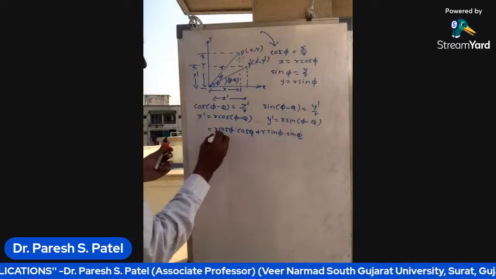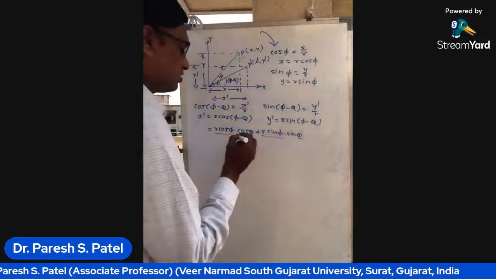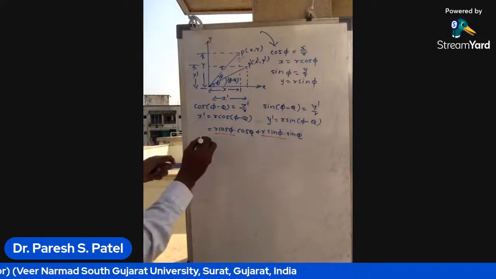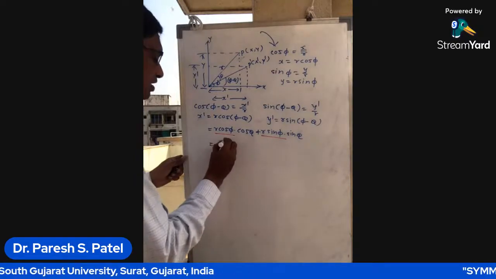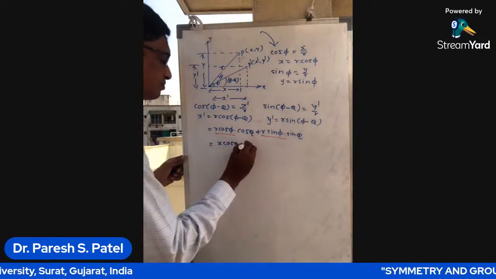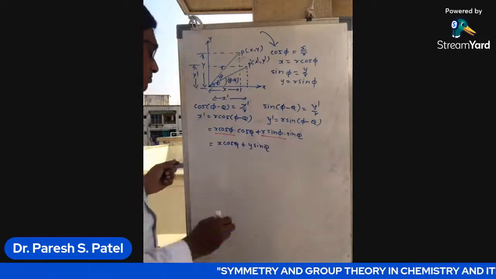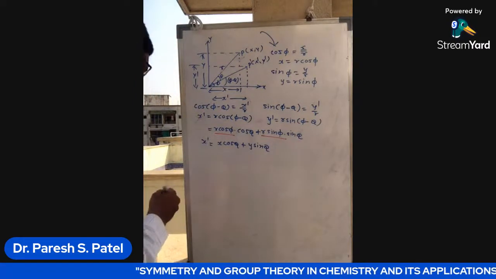Now we put the values of r cos phi and r sin phi, so x dash is equal to x cos theta plus y sin theta. This is from x.